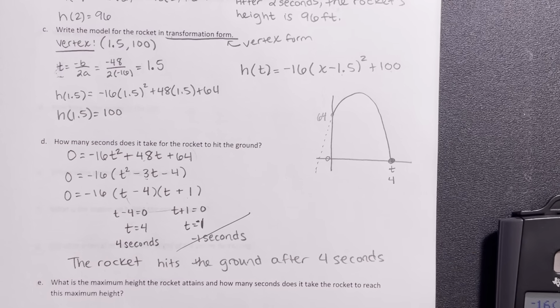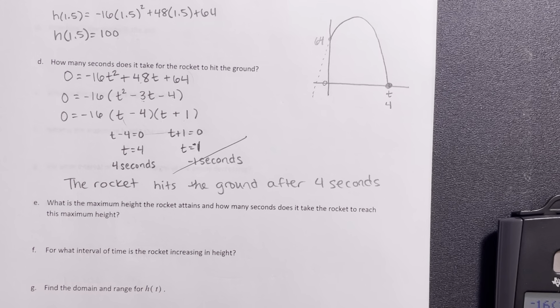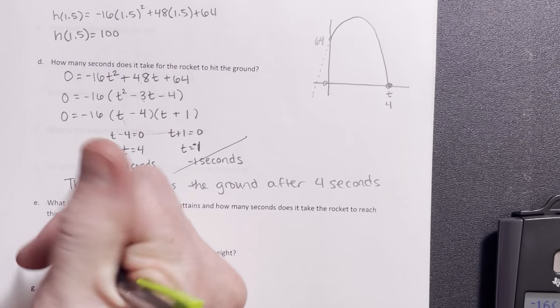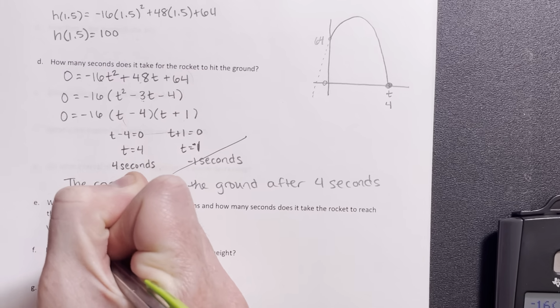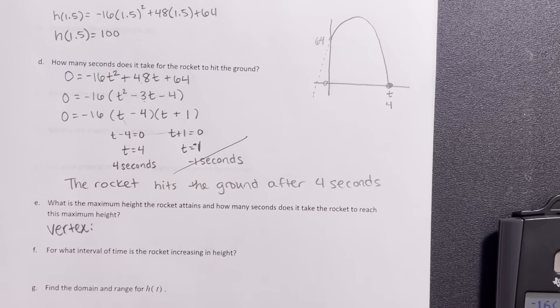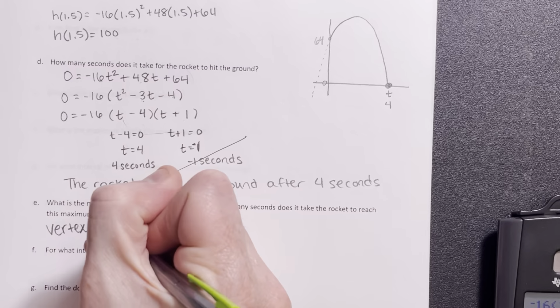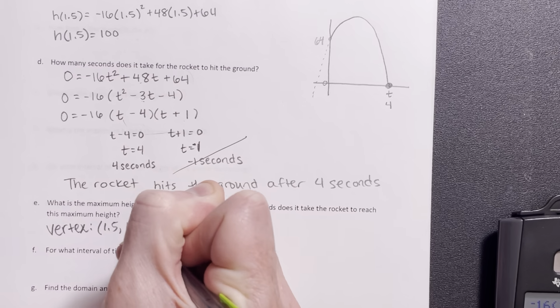All right, so part E wants to talk about the maximum. It says, what is the maximum height the rocket attains, and how many seconds does it take for it to reach that maximum height? What's nice is that we have already found the vertex. If I had not already found it, I would need to do that now, but we did find it to be 1.5, 100.